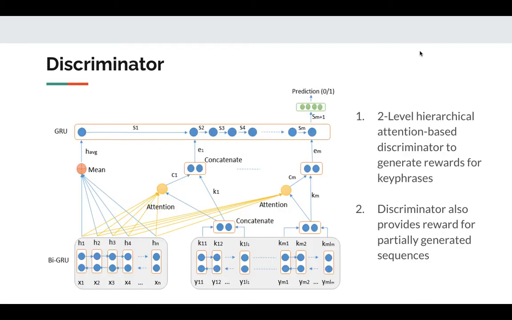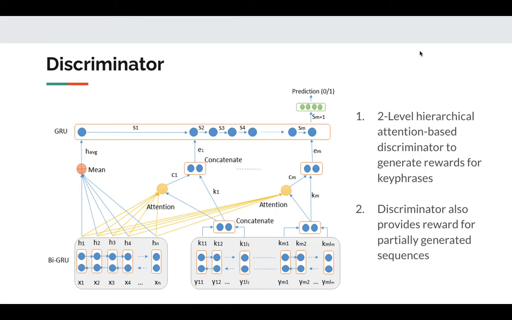Now let us look at the discriminator. The discriminator is based on two-level hierarchical attention to score the generated key phrases. In the first layer, we generate a custom embedding for every key phrase and word of the source text using a bidirectional GRU. Then we combine the embeddings of the key phrases and the source text using attention to generate a context vector for each key phrase.